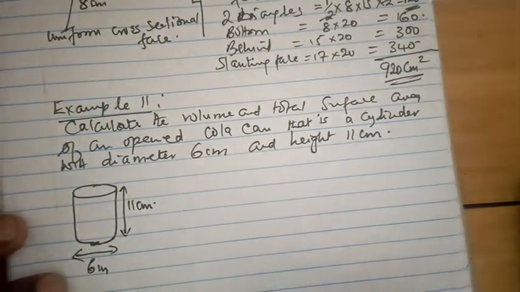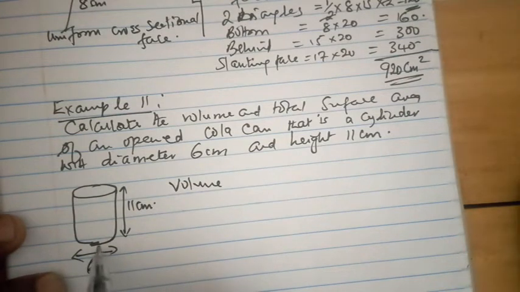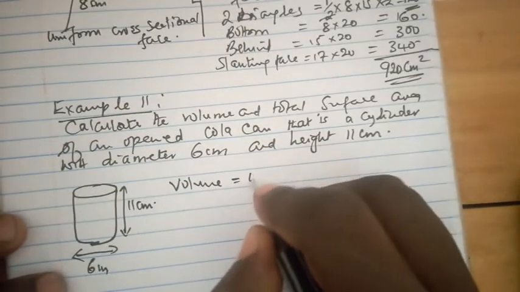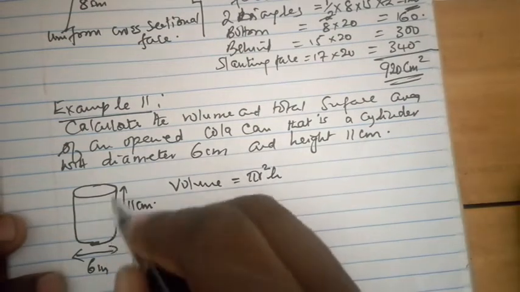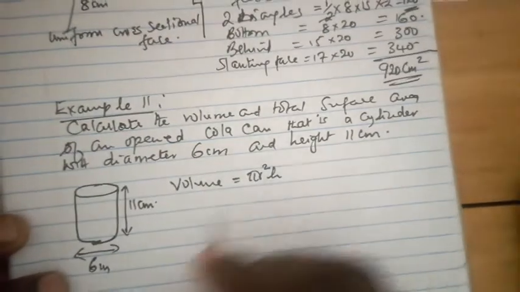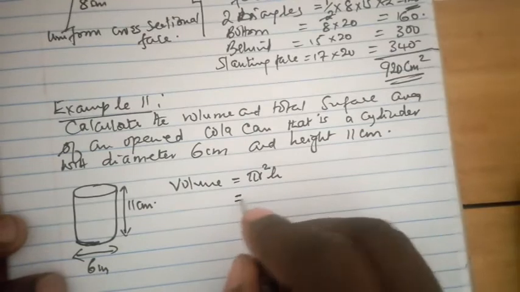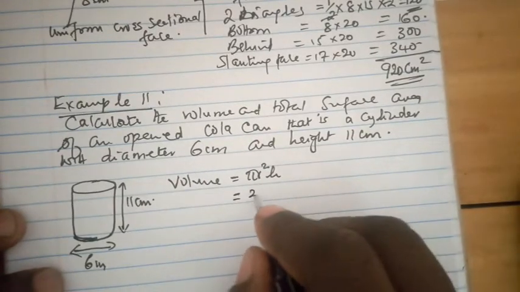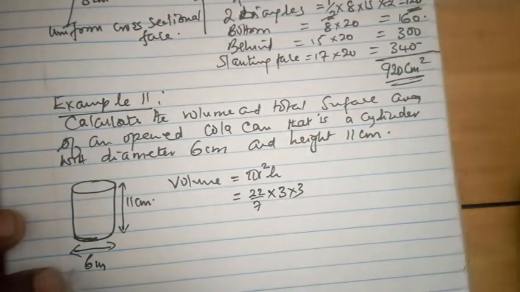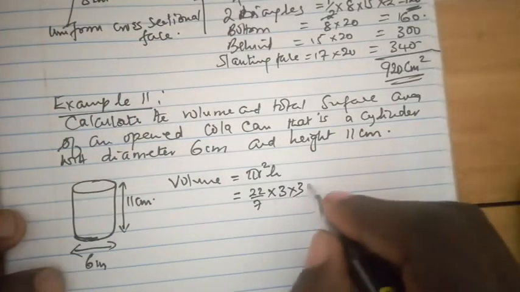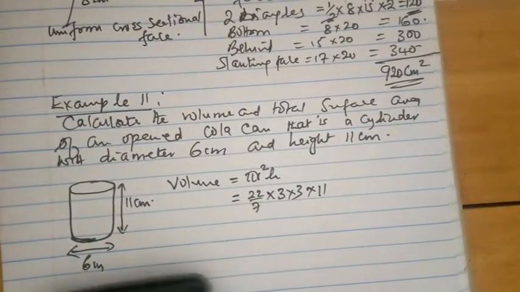So volume is very easy. Volume is the area of the cross-section, which is cylindrical, so it is pi r squared times the height. Incidentally, the cross-sectional surface is circular and its area is pi r squared. This gives us 22 over 7 times the radius, 3, times 3, times 11. If the diameter is 6, the radius is 3, of course.